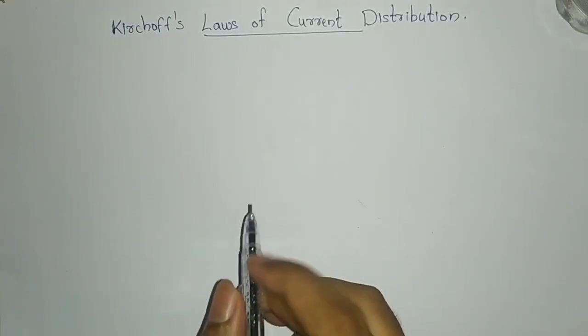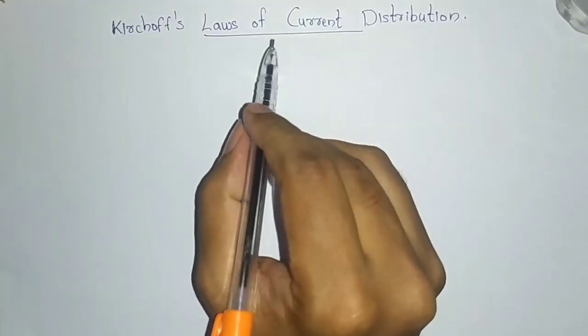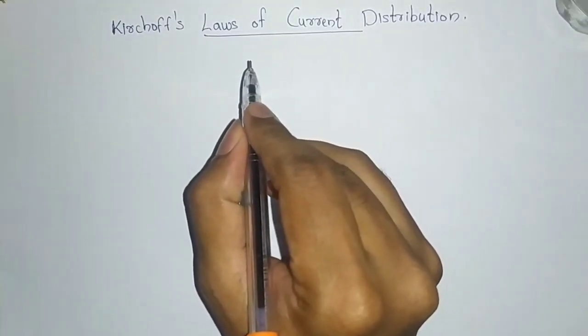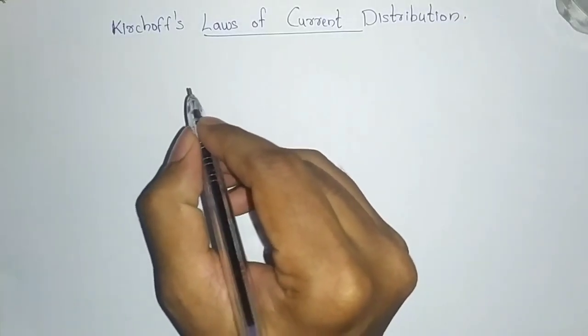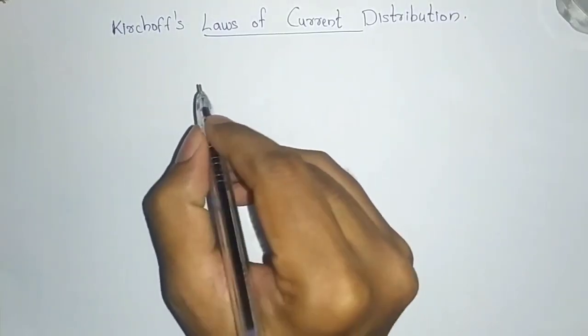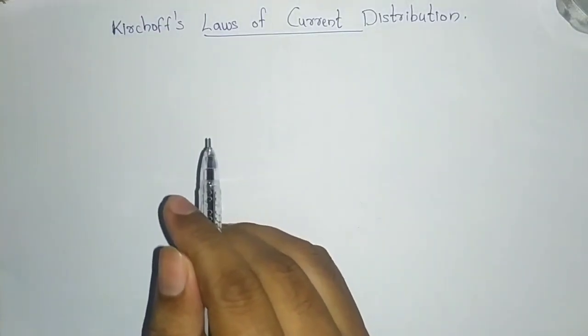Good morning, dear children. Today we will discuss the topic Kirchhoff's law of current distribution. The problems related with simple electrical circuits and networks can be solved by using our normal Ohm's law. But it is inconvenient to solve the problems related with complicated electrical circuits and networks.